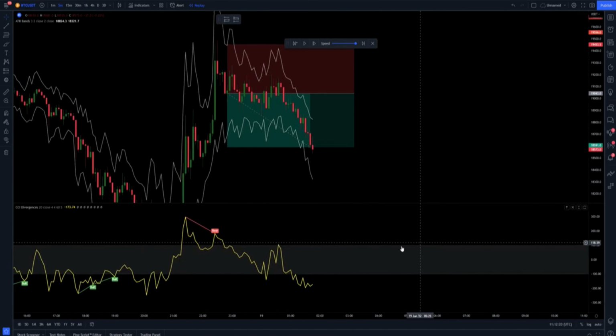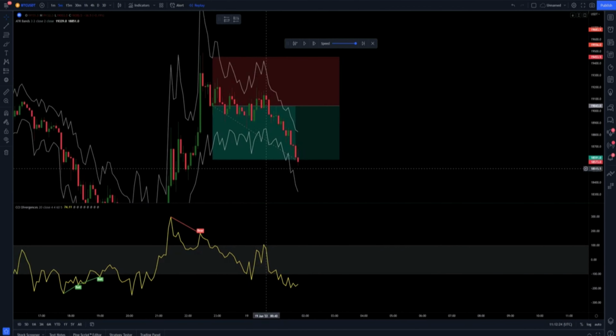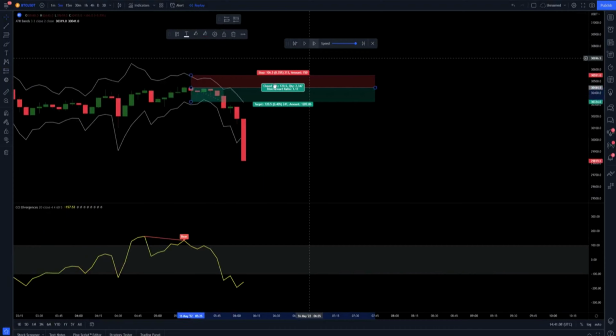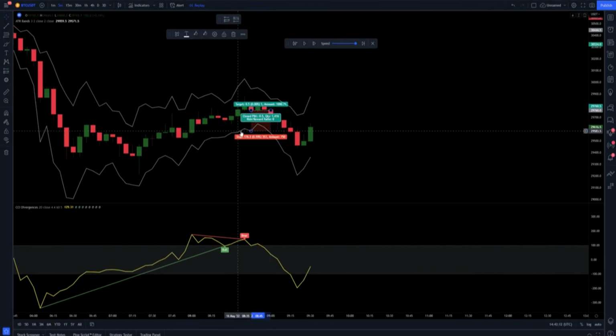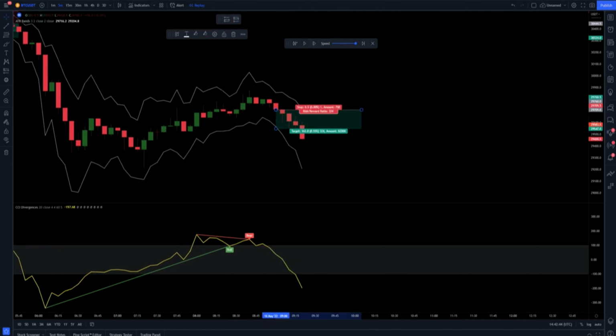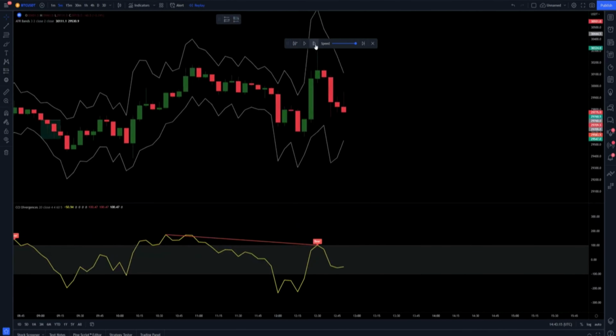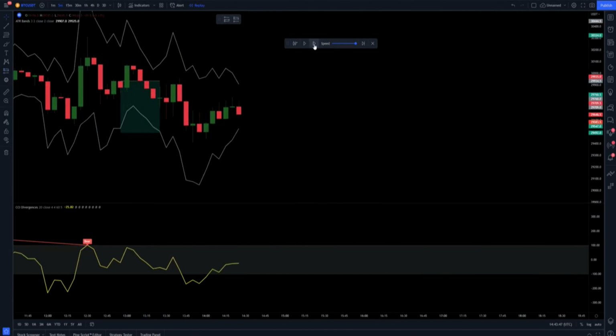That's why we combine the crossover with the CCI to make sure price isn't just drifting, but actually accelerating with momentum. So what does this look like in practice? Imagine a chart where the 50 EMA is gently sloping down and the 20 EMA suddenly curves upward and crosses above it. That's not just a line crossing another line. It's a shift in sentiment.